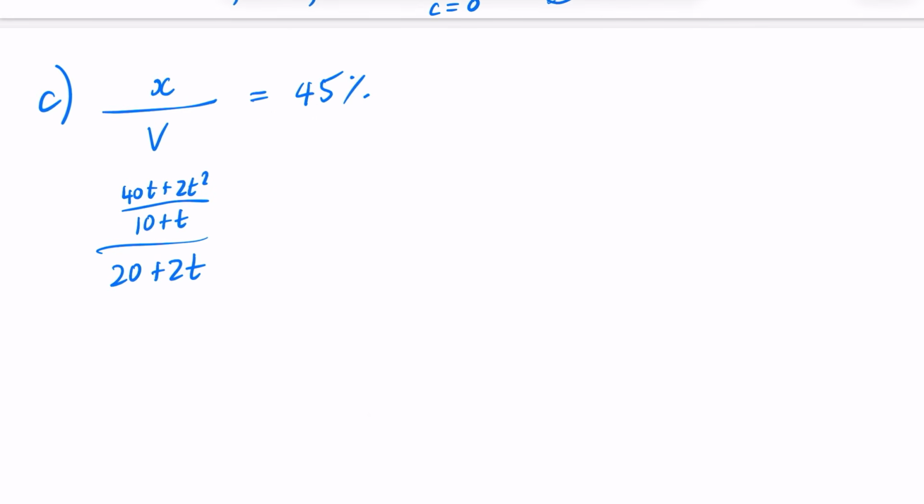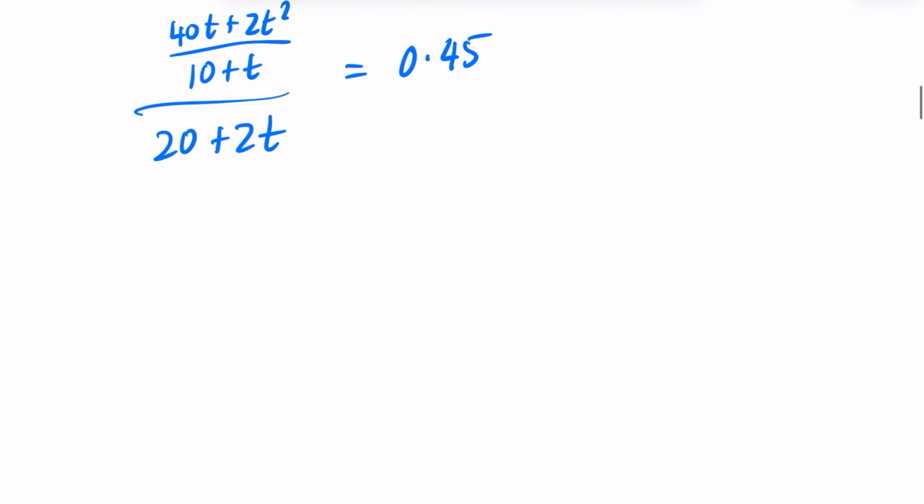So that is the x part. Whoops, that is the x part, and then this is the volume. It should make sense. The amount of red dye out of the total volume when it gets to 45%. That's the thing I'm trying to solve. And so this is going to be equal to 45%, which I can just write as 0.45. So we just need to solve this equation.